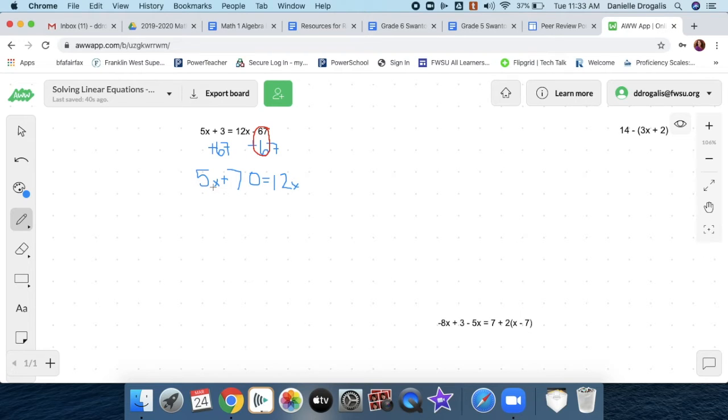So that's a positive 5x. So we're going to subtract that over to the other side. So again, whatever I do to one side, I'll do to the other. I've created a 0 here. So that term has disappeared as designed, as planned. And that leaves me now with 70 is equal to the difference of 12 and 5. So that equals 7x.